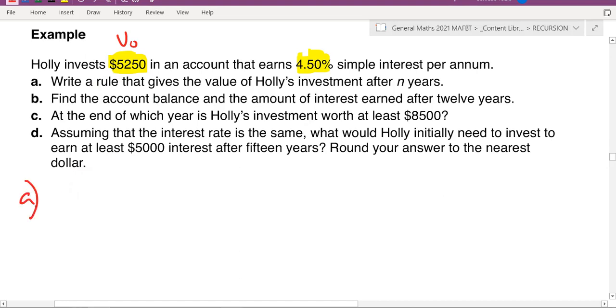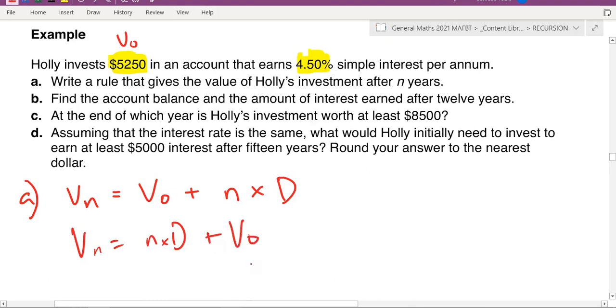So the format for the rule, remember, will always look like this. So write this down, please. Vn equals V0, plus n times d. But it does change a little bit every now and then. But for now, we'll leave it at that. So V0 plus n times d. Sometimes you'll see this slightly differently. You'll see it like this, where it goes n times d plus V0. But this is the main format that I've always seen it in. So just stick to this.